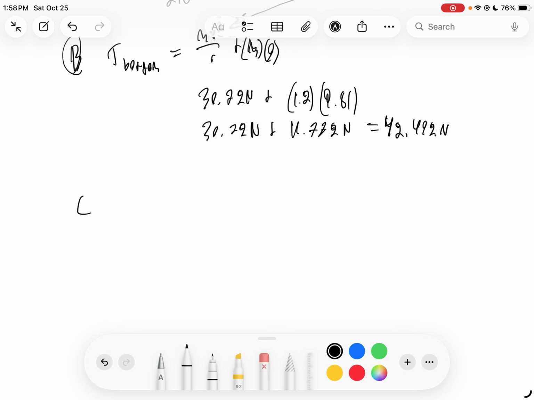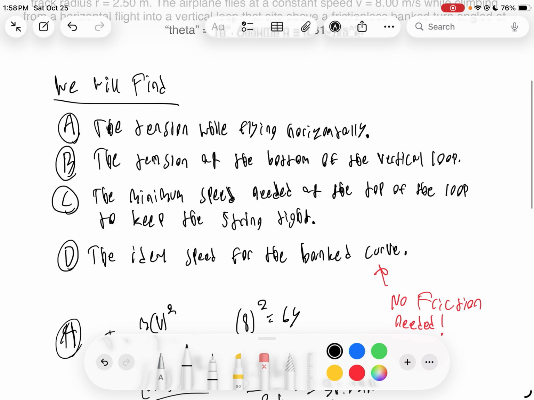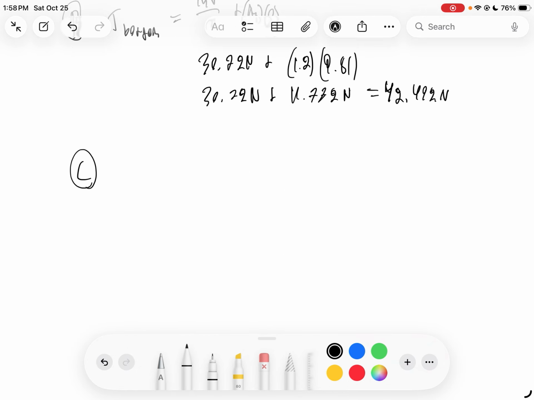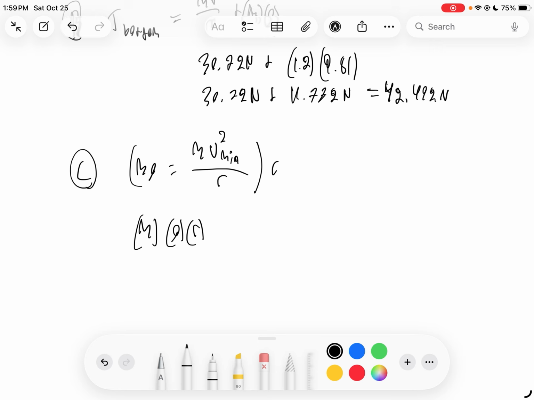All right, for part C, we're going to find the minimum speed needed at the top of the loop to keep the string tight. So we're essentially going to take the following function: mass times gravity equals mass times the minimum velocity squared, divided by the radius. We want the velocity, so we're going to multiply the radius to both sides. So mass times gravity times r equals mass times velocity squared min.